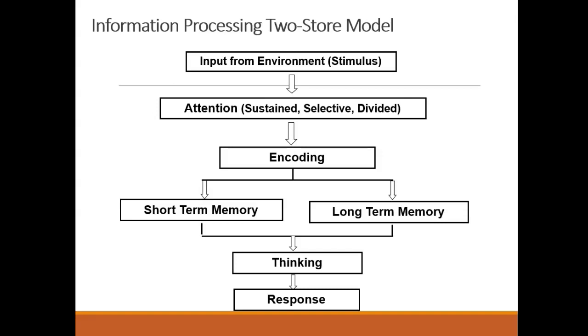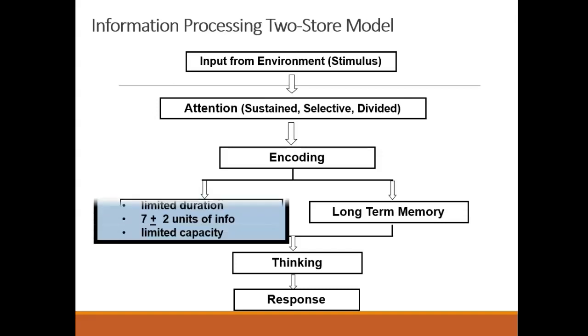Once it is in there, there are two memory processes that we're going to be focusing on in the two-store model. So there's two ways that memory is stored. There are two places, if you want to call it that. There's your short-term memory and your long-term memory. Your short-term memory is called short-term memory because it is very short. Okay, so it's very limited in duration. You can only really keep in mind about 7, give or take 2, meaningful pieces of information at one time.